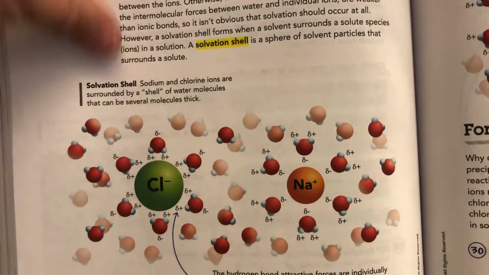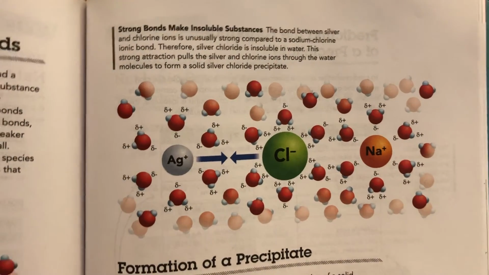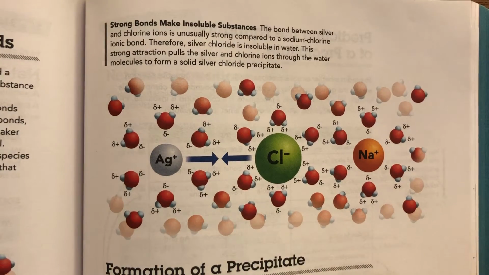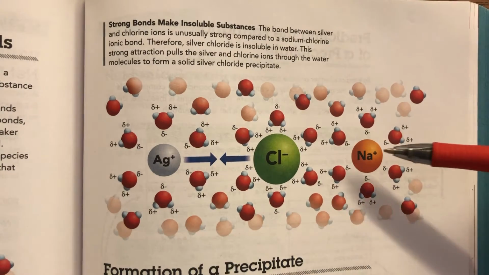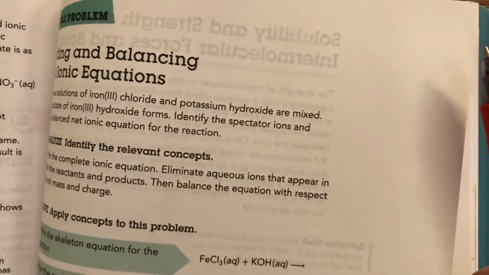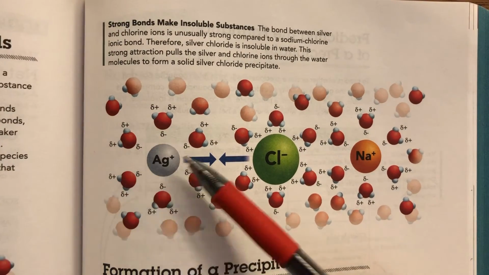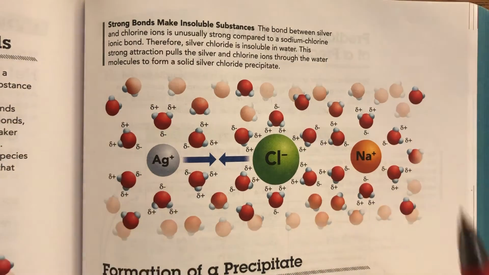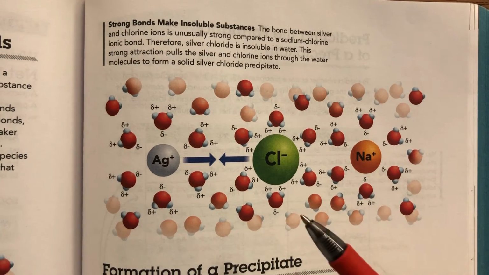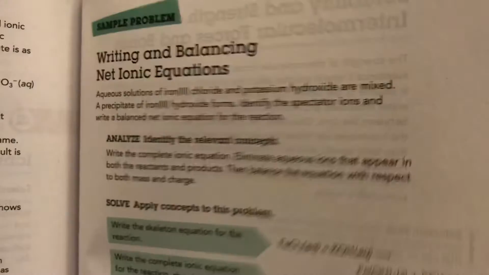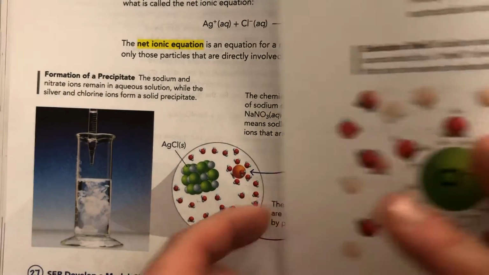Now, when we start to mix these solutions, like we did in the previous video, we talked about silver nitrate and sodium chloride. These are two solutions, and we poured them together, and silver and chlorine came together to form a compound. I'll show you a picture of that on this other page. It's forming a solid, falling out of solution and forming a precipitate.